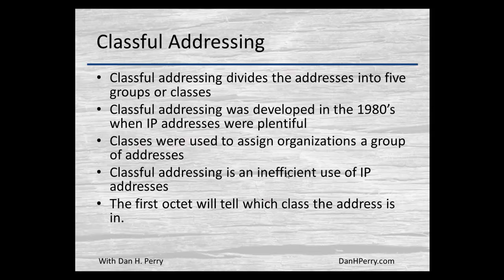Now, classful addressing was developed back in the 80s when IP version 4 was being developed as a way of grouping IP addresses at a time when it was thought that IP addresses were very plentiful, or going to remain very plentiful. Classful addressing divides your IP addresses into 5 groups or classes. These classes were used to decide or to assign different size address spaces, different numbers, in other words, of IP addresses to different groups and organizations.